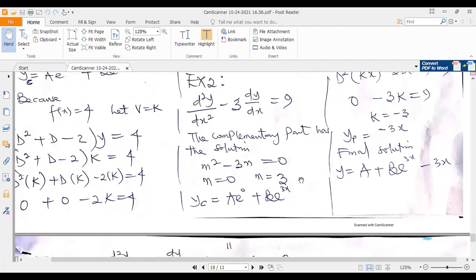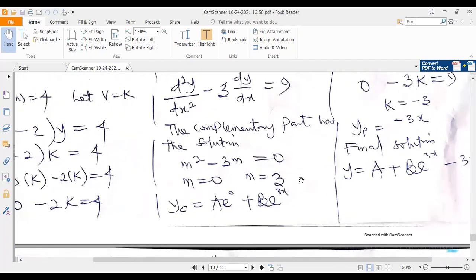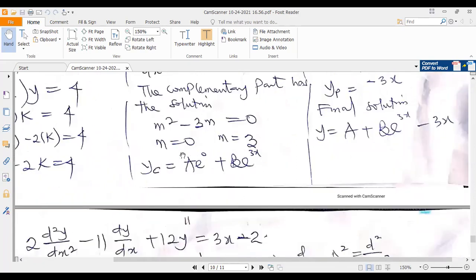And this is the case of real and distinct roots. So how do we get the solution? We say the complementary solution is a e to the 0 plus b e to the 3x. But do you know that anything to the power 0 is 1? So this means that what we are having here is a solution in such a way that this is a constant.